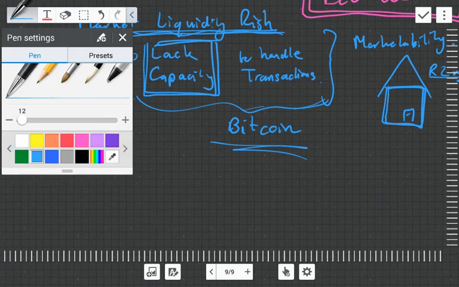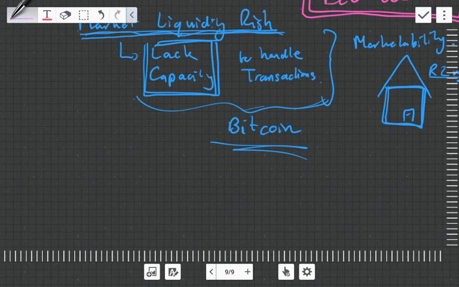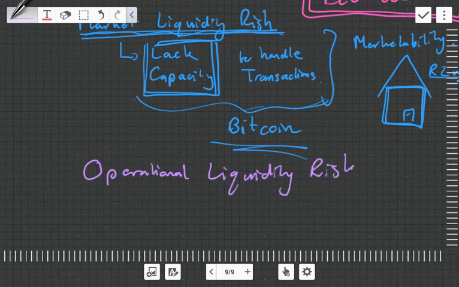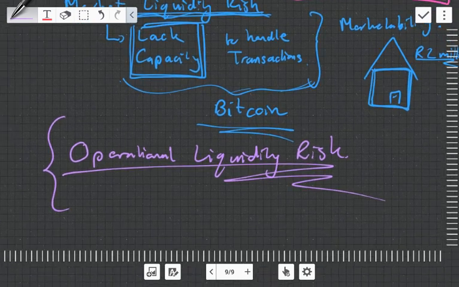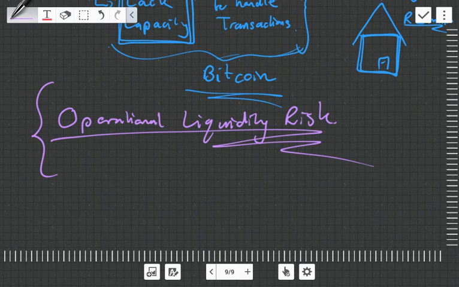Finally, the last risk I want to talk about is operational liquidity risk. This was basically the theme of the video that I posted yesterday, so go check that out for a full analysis. Basically, it's not having enough cash on hand to meet operations. So when you have low cash and you can't meet your operations.